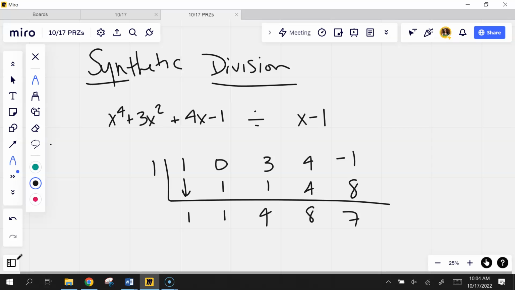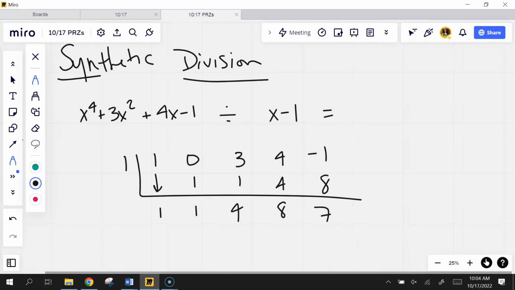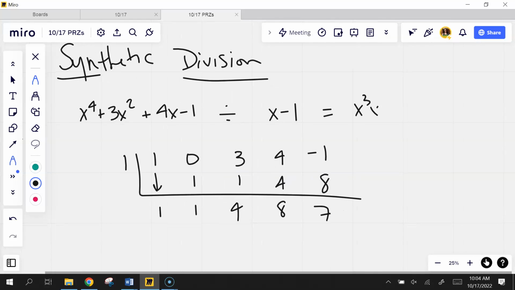Interpret that answer. That means whenever I divide here, what do I get? Because 7 is my what? Remainder, and 7 is always my remainder.